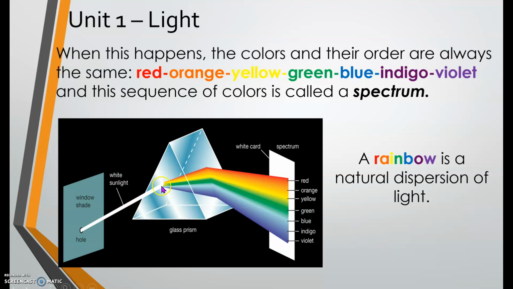Okay, so the dispersion of light, this color rainbow right here, the sequence of color is called spectrum. The dispersion of light is always a color rainbow. This color rainbow right here is called the spectrum.